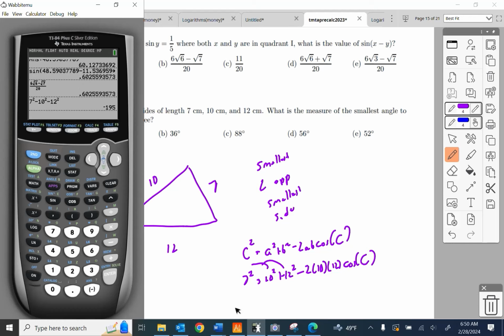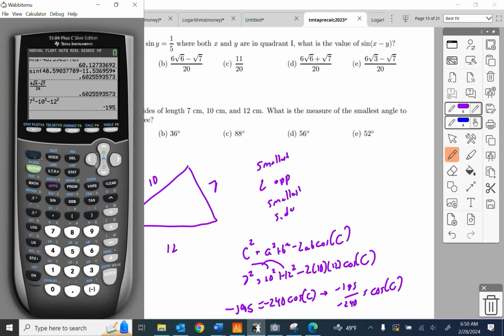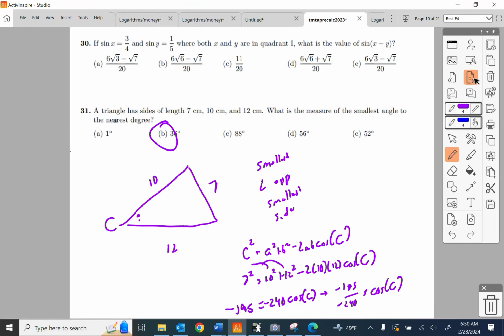It gives me negative 195. Here I'm going to have negative 240 cosine of C. I'm going to do the division step. So negative 195 over negative 240 is the cosine of C. And then I'm going to push some buttons. Arc cosine of negative 195 divided by negative 240. I'm not even changing the signs, I'm so lazy this morning. That's about 35.65 degrees. Choice B. All right.